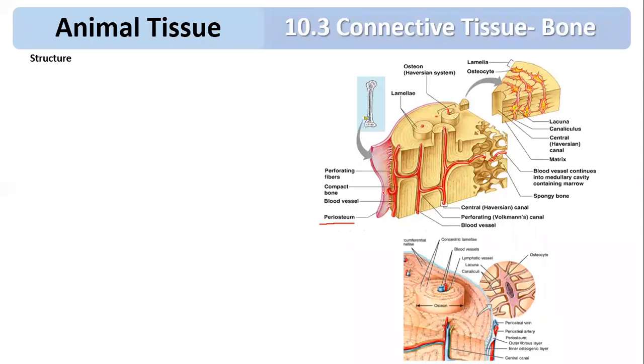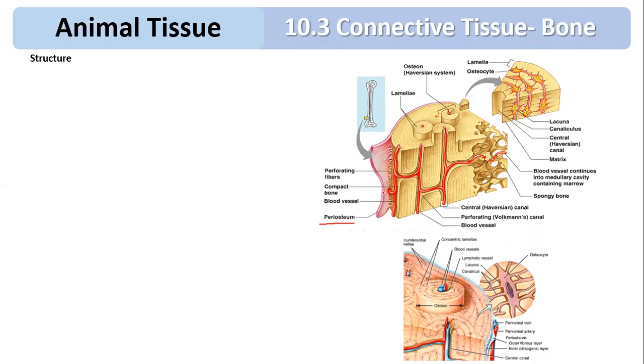That calcified matrix is called ossein. Again I am repeating, the matrix in case of bones. Why matrix? Because matrix is a characteristic of connective tissue. Every connective tissue is characterized by the matrix. Here the matrix is hard, solid, and made up of calcium. So it is said to be a calcified matrix, which is called ossein.